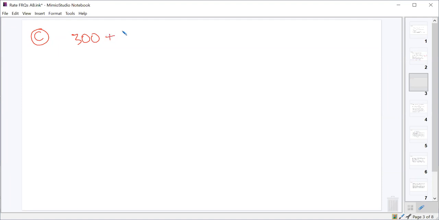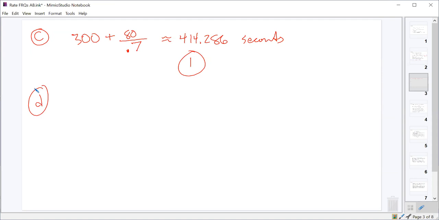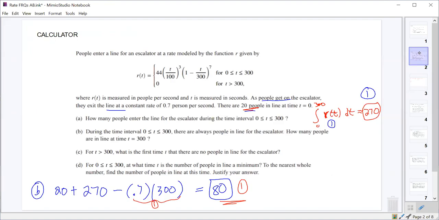Well, that ought to be 80 divided by 0.7 people per second, which should be 414.286 seconds later. And that was just 1 point for part C. Everybody good with that? Yeah. All right. I think A, B, and C were pretty straightforward.